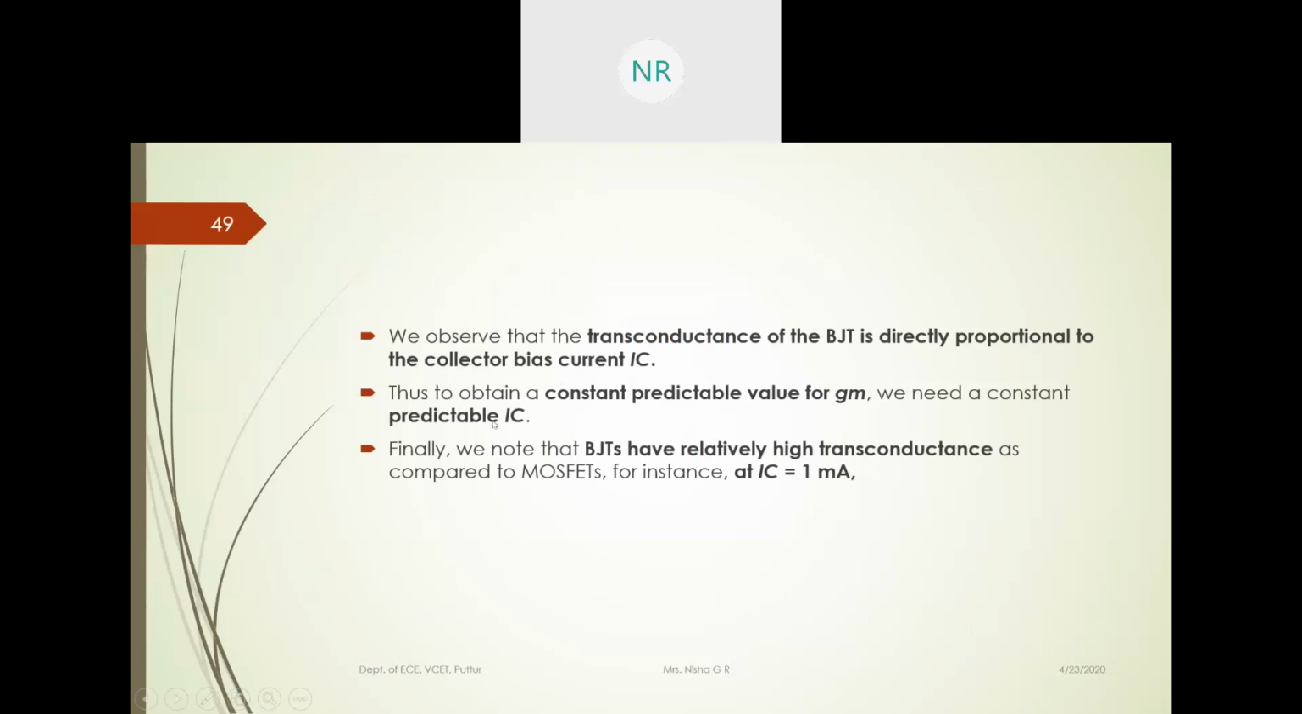Thus, to obtain a constant predictable value of transconductance GM, we need to maintain a predictable constant value of IC. Finally, we can note that BJTs have a high transconductance compared to MOSFET. MOSFET you have not studied yet. The next topic is MOSFET. At that time, you will come to know why the BJT transconductance is higher than the MOSFET.